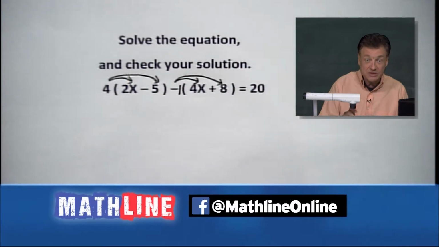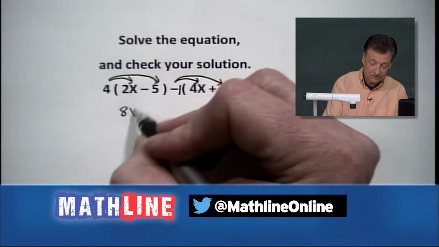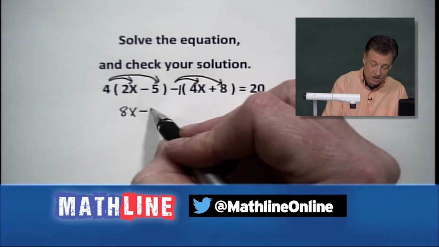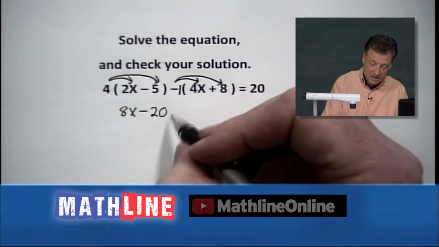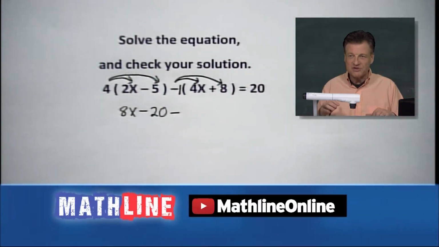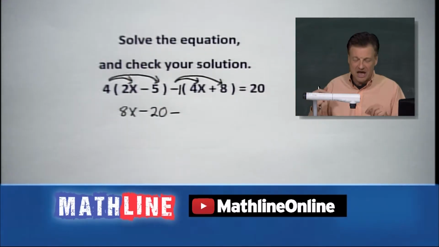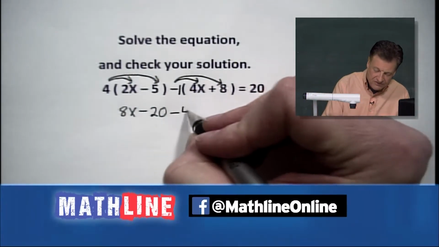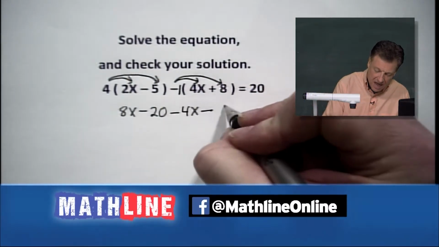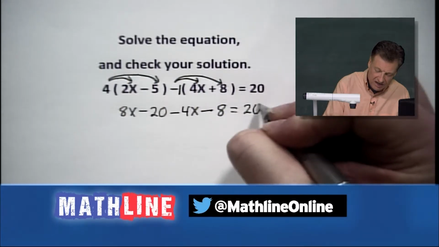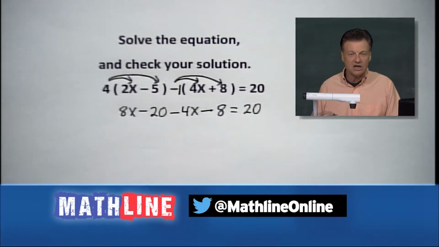So let's distribute, see what's going to go on. I've got 8x, keep with me, minus 20. And, you know, by the time I tell you all the pitfalls, most of you have gone ahead and gone like, I got it. I figured this out. And that's great. I hope you are. Minus 4x. Minus 8 equaling to our value of 20. There we go.